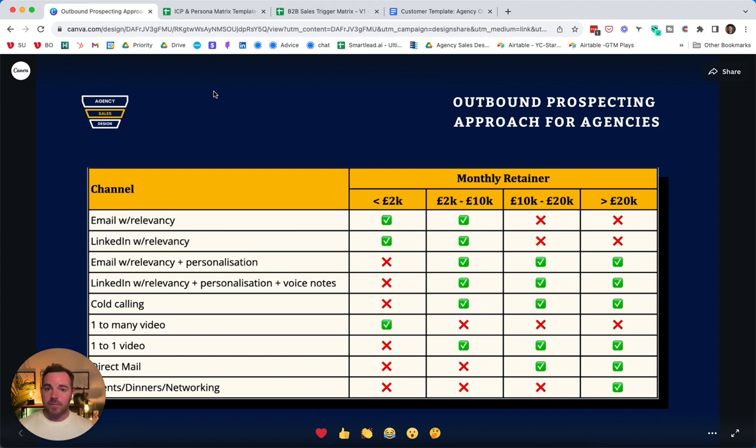Direct mail can be really effective. Like I said, it is a pattern interrupt. We don't receive a lot of direct mail. I don't receive any letters at all these days. So it can help you stand out in their general busy day-to-day life. But it can be quite expensive.